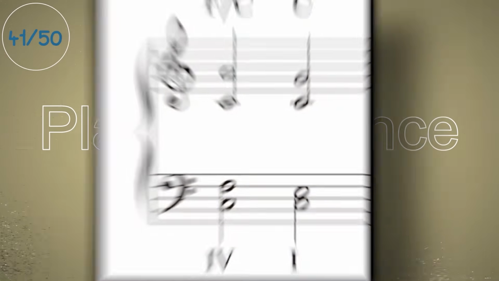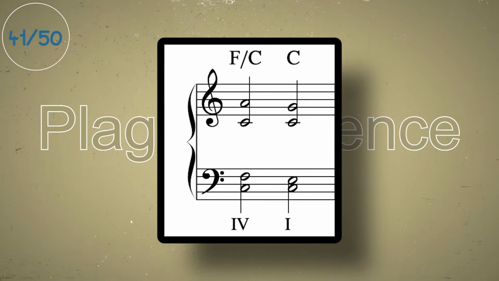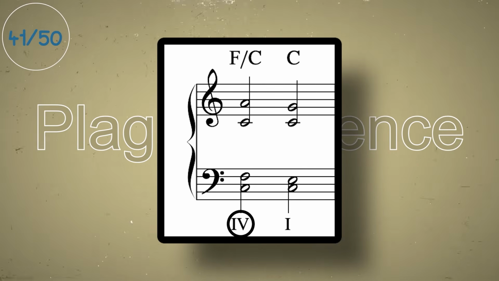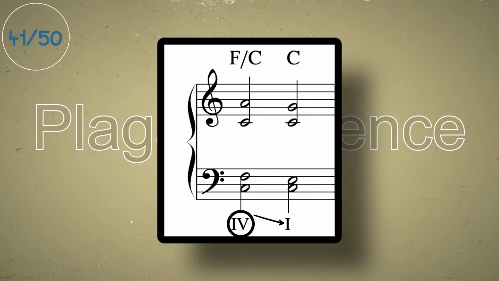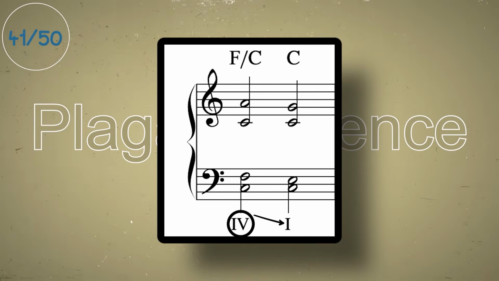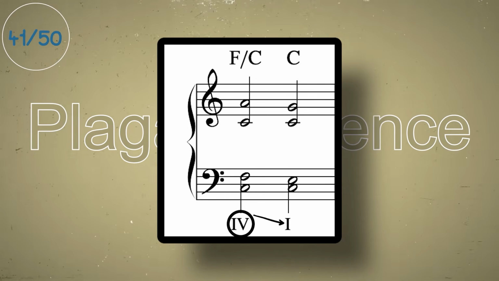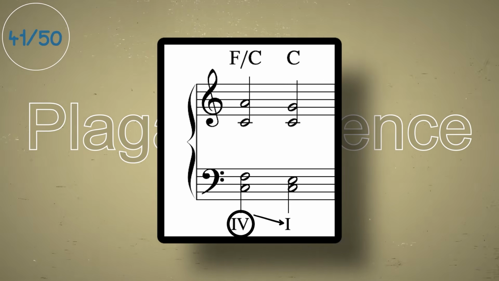Plagal cadence. A plagal cadence is a weak resolution. The story is resolved, but not in the most satisfying way. It is defined by a musical phrase ending on the 4 chord moving back to the 1 chord, subdominant moving to tonic. This cadence is also known as the Amen cadence, as a lot of hymns and other religious music tend to end with it.